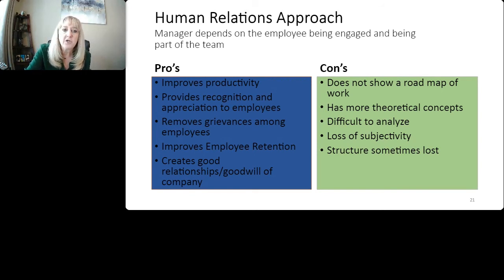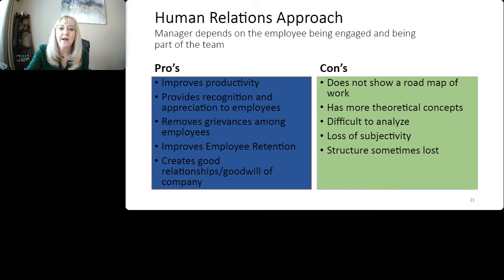Managers using the human relation approach depend on the employees being engaged and part of the team. The pros: it improves productivity. You always want your team to want to work with you. I always say with you rather than for you, because if you can create a team approach, you're going to have better outcomes. Provide recognition and appreciation to the employees.